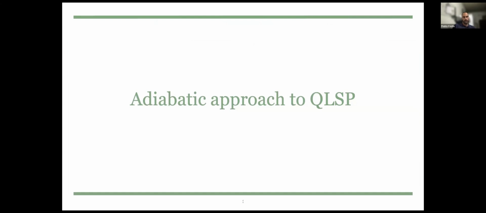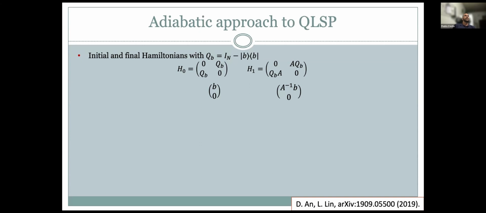Okay, so given that you now have a better understanding of how this discrete adiabatic theorem works, the general picture is how you apply the adiabatic approach to solve quantum linear system problems. Basically the idea is that you have two Hamiltonians, H0 and H1, and one of the eigenstates of H1 encodes the solution of your linear system problem. H0 is given by this projection QB, as I call it, which is related to the vector state B of your Ax equals b, right? And this H0 is easy to prepare.